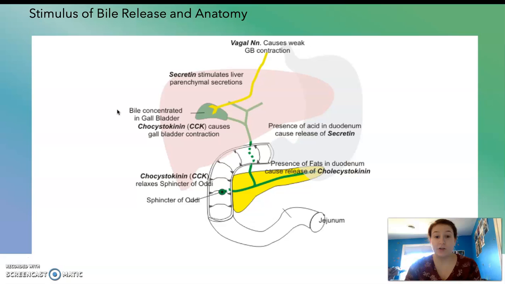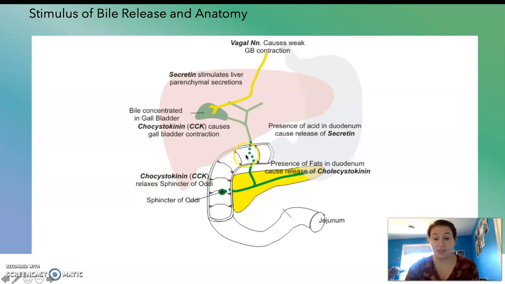So in the gallbladder, there's a substance called bile. And the release of bile is due to a bunch of different hormones, which I'm going to talk about now. It all starts with parasympathetic stimulation from the vagal nerve, or the vagus nerve, which causes the gallbladder to contract. There are a couple of other hormones that also help release bile. When the stomach is digesting food and the acidic chyme is sensed in the small intestine, the presence of acid in the duodenum causes the release of secretin. Secretin also stimulates liver parenchymal secretions such as bile.